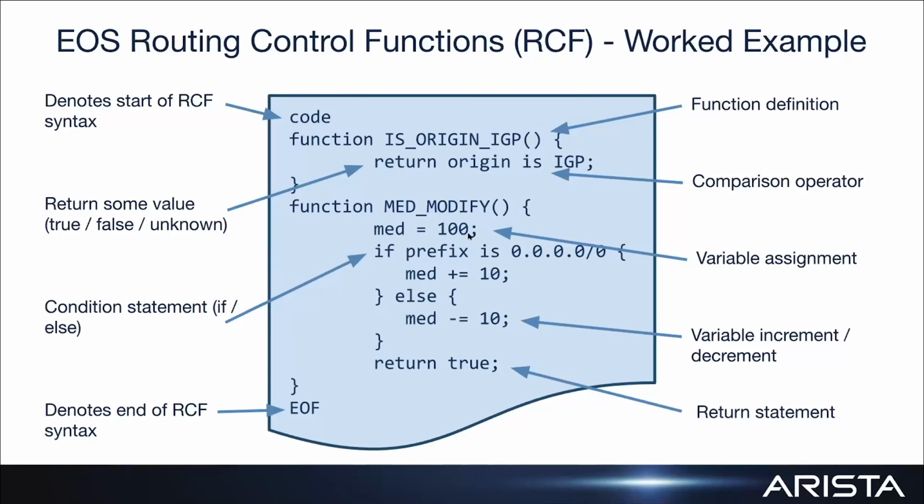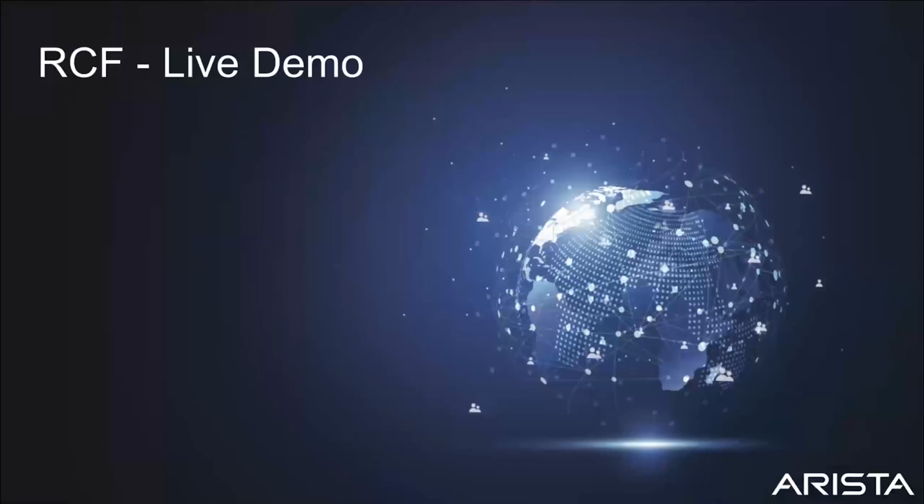As mentioned, we can assign variables. So in this case, we're using the multi-exit discriminator, or MED, and we're assigning that the value of 100, and then performing some comparison and programmatic either increment or decrement of that MED value before returning true. Now, once we've compiled all of our functions, when it gets committed to the running config, as you will see shortly, we have the EOF text just to denote the end of that syntax. So that's great to see it on a slide, but I think the better way is to see a quick live demo of that. So let me show you that now.